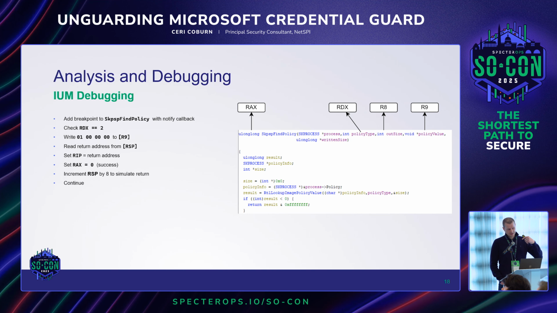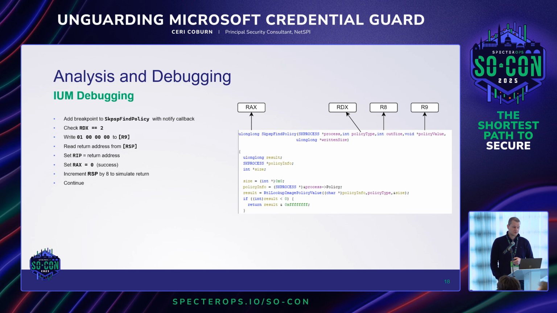What we can do is put a breakpoint on SkpsFindPolicy, and all of this is through the GDB scripting engine. So you'll get a callback to say that the breakpoint has been hit. We can read the RDX register for a value of 2, which is the policy type, and then we can write the value of 1 to the address held in the R9 register, which is the policy value result that the caller is interested in obtaining.